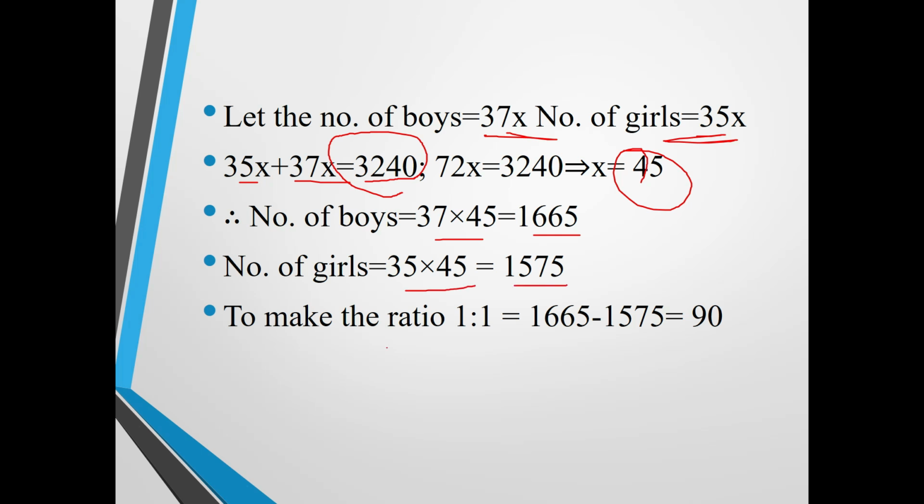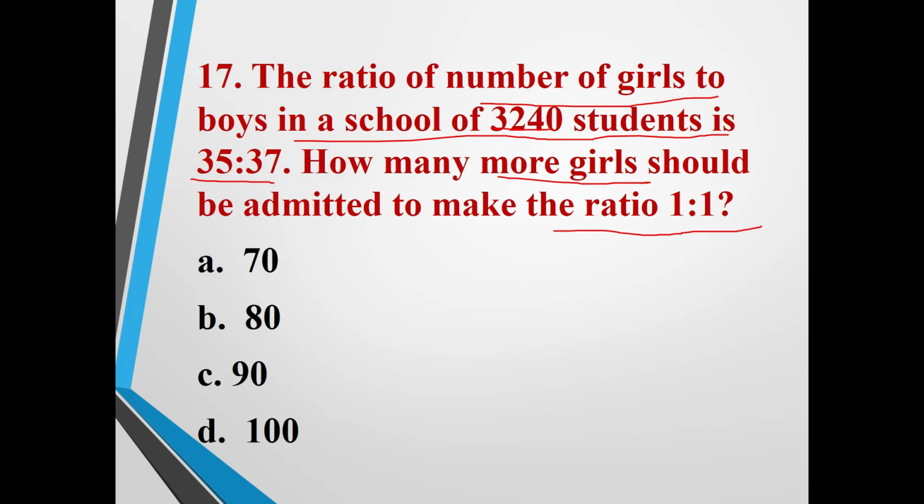So in order to make the ratio 1:1, we should subtract the number of girls from the number of boys. So we will get 90. So the answer is 90. That is, we need to admit 90 more girls to make the ratio 1:1.